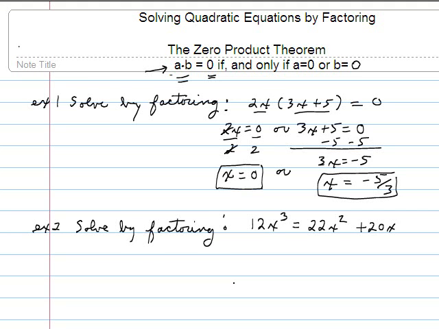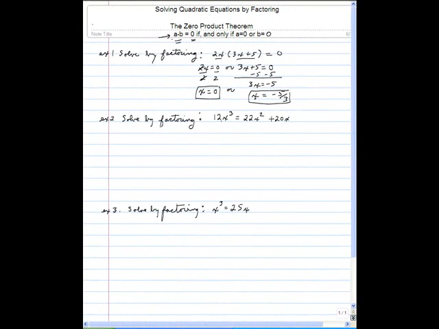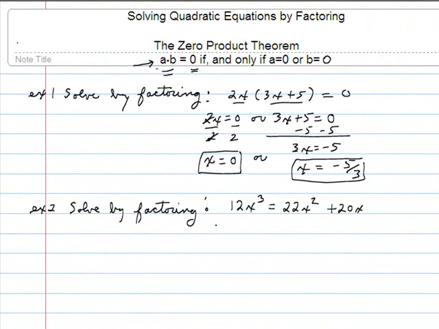I'll begin by making the 0. I could make the 0 by moving the 12x cubed to the right. But if I did that, it would become negative 12x cubed, and I'd rather have a positive on my term of highest degree. So I'm going to move the other two terms to the left. If I subtract 22x squared from both sides, and subtract 20x from both sides, I get 0 on the right side, and 12x cubed minus 22x squared minus 20x on the left. And there is our 0.